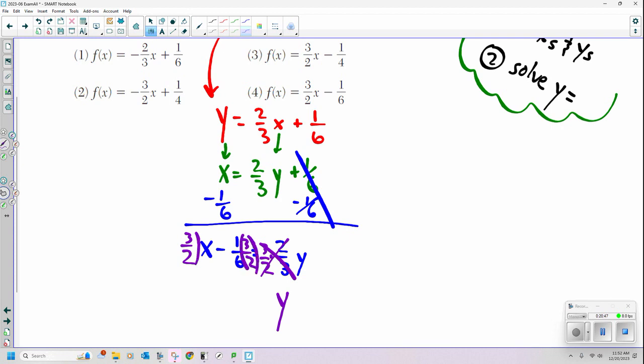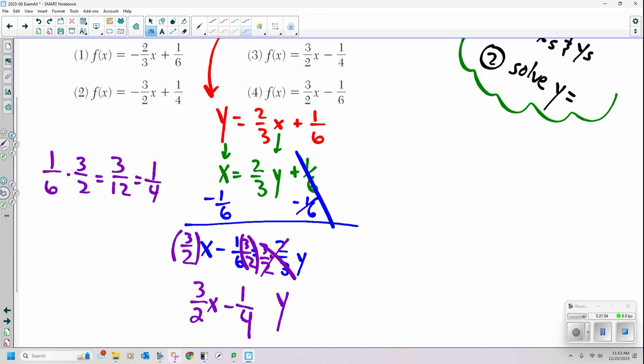So I've got 3/2 x minus, 1/6 times 3/2 is 3/12, and that reduces to 1/4. So minus 1/4. There you go. That's it, and it looks like that is choice 3. Boom.